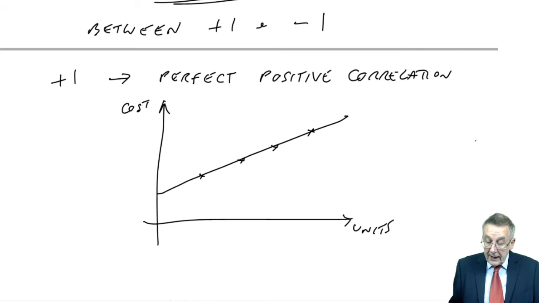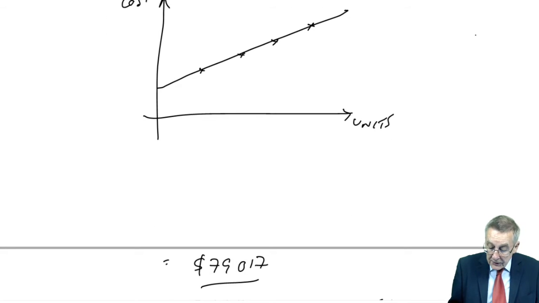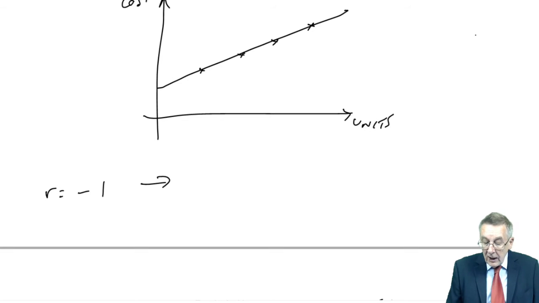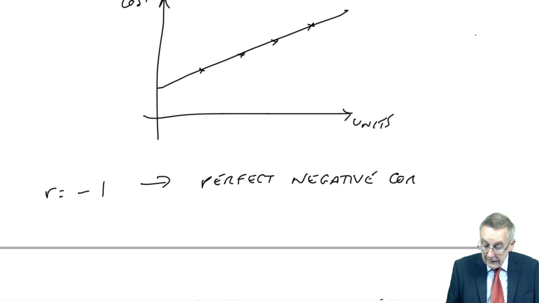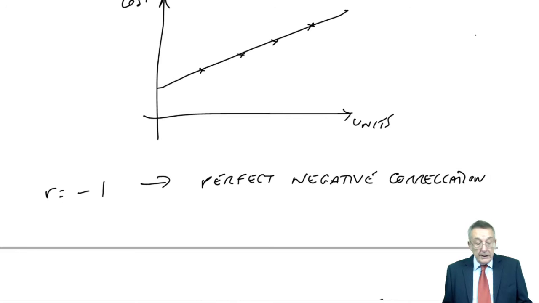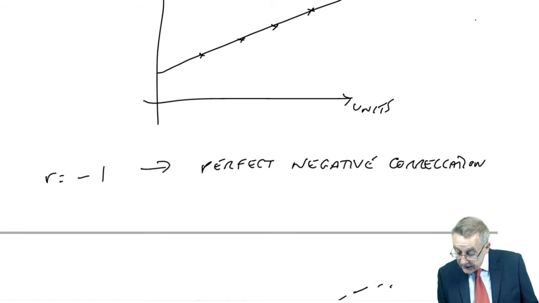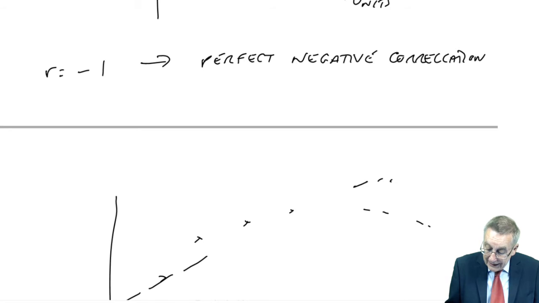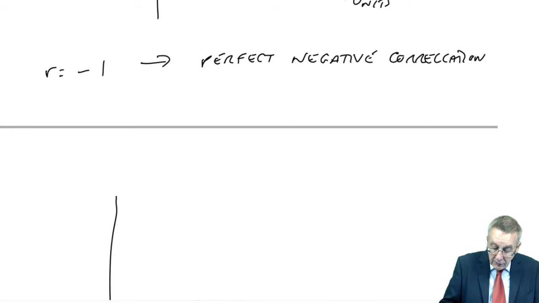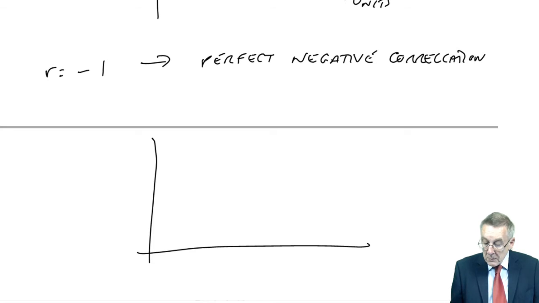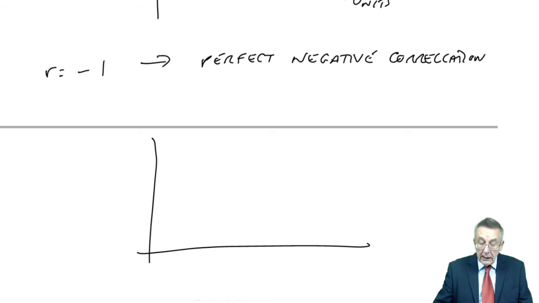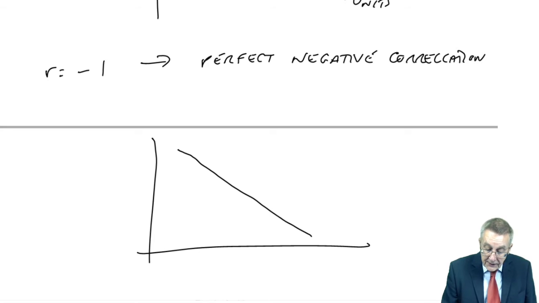On the other hand, if you were at the other extreme and you've got -1, we say perfect negative correlation, and that would mean, it's not going to relate to costs for fairly obvious reasons, but it would mean if you put the points on a graph, that again they'd lie exactly on a straight line, but a straight line sloping downwards.